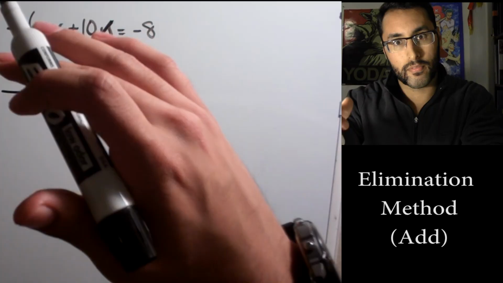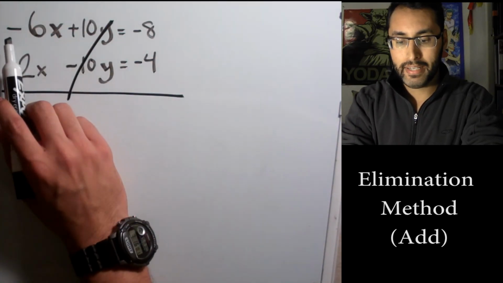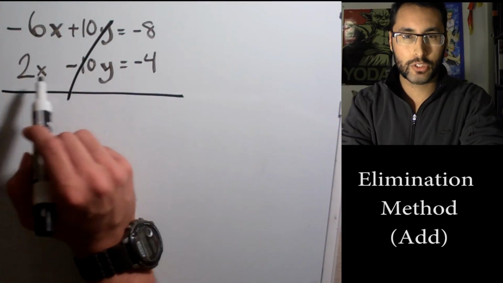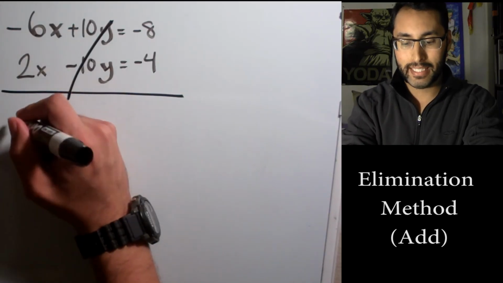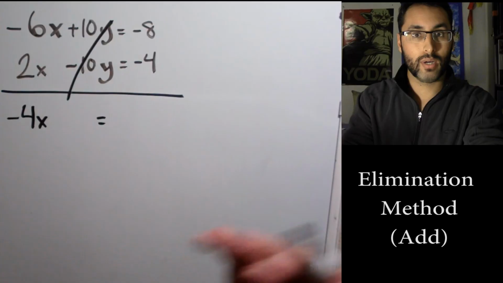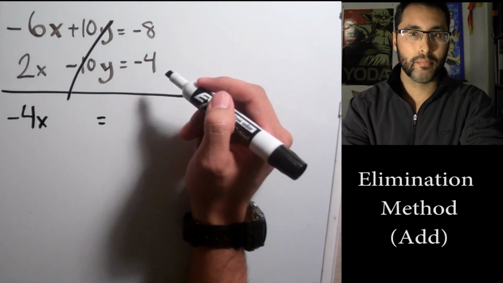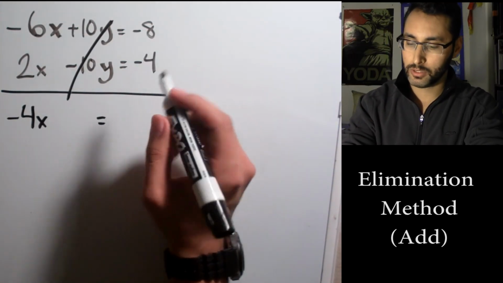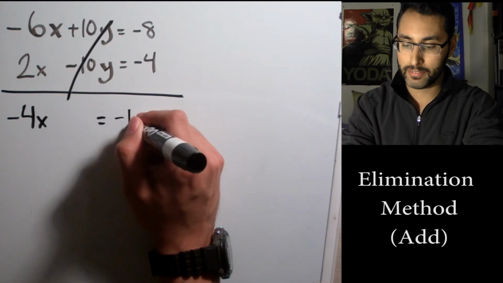But you just combine vertically. Well, if I have a negative 6x and a positive 2x, what does that give me? That gives me negative 4x. Okay. And similarly on the right side, negative 8 minus 4, same sign, so you add them and keep the sign, so it's going to be negative 12.